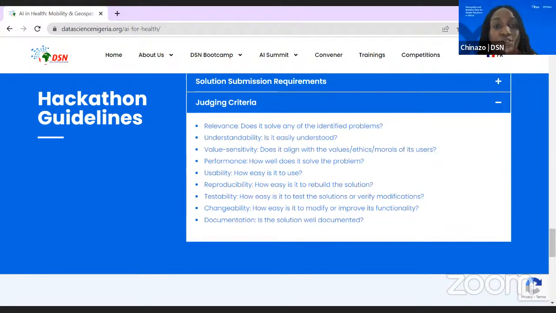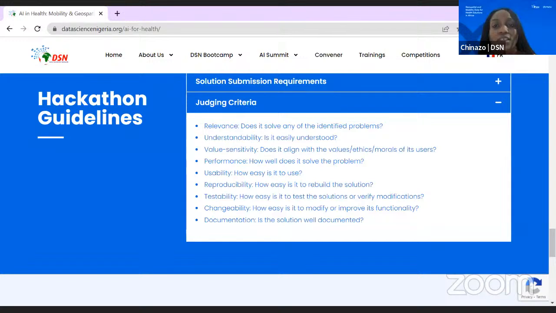Reproducibility: how easy is it to rebuild the solution? Testability: how easy is it to test the solution or verify modifications? Changeability: how easy is it to modify or improve its functionality? Documentation: is the solution well documented?